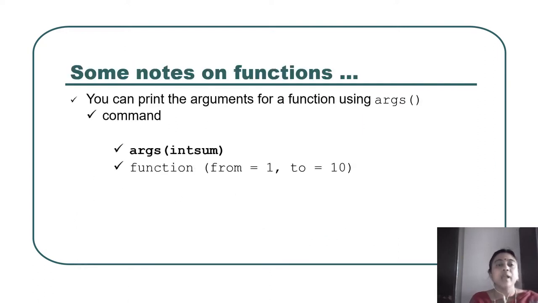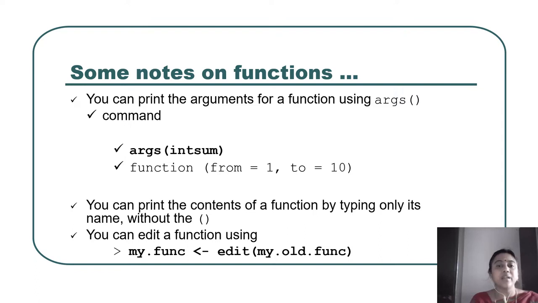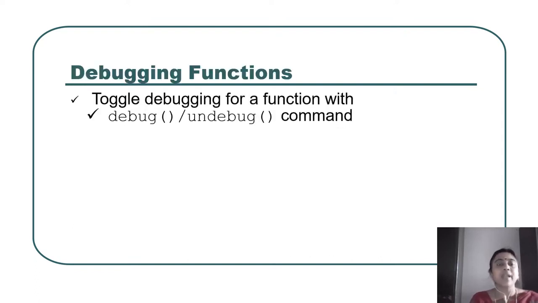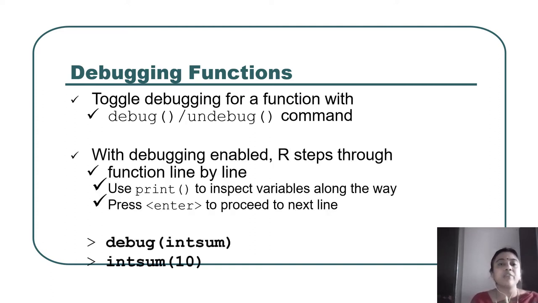Next, we can define the functions in this manner, and we can print the arguments for a function using the args command. Next, let us print the contents of the function by typing only its name without the parentheses. Next, let us consider debugging functions. Toggle debugging for a function with the debug or undebug command. With debugging enabled, R steps through the function line by line. Use print to inspect variables along the way, and press Enter to proceed to the next line.